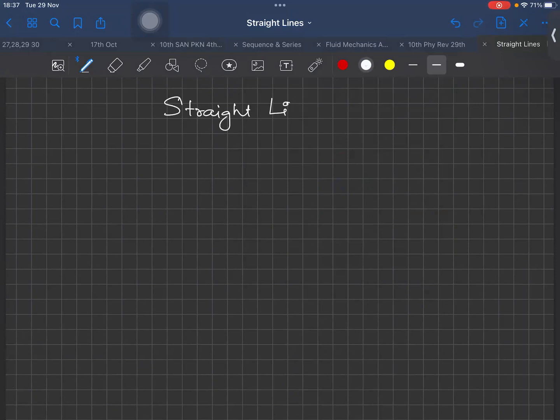Straight line. See, before we start straight line, we'll revise few formulas. Okay. So write down distance formula. Hopefully everyone knows that. Right? You remember what a distance formula is? What is x2 and what is x1?